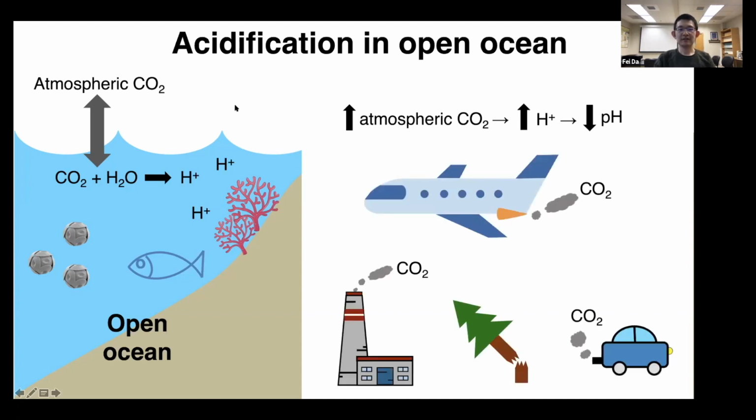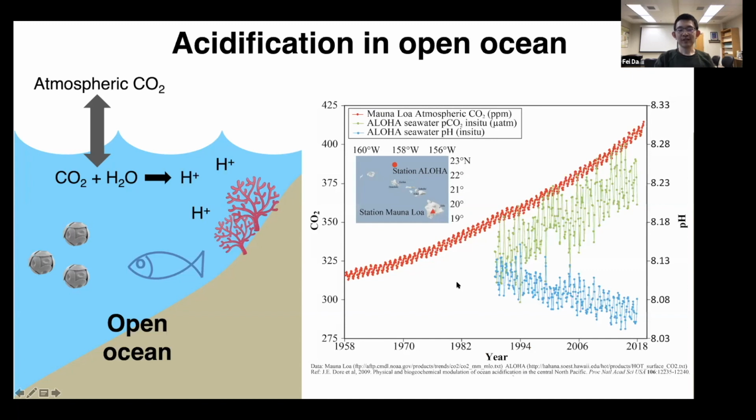And this CO2, since the Industrial Revolution, a lot of it is related to human activities, such as the combustion of fossil fuels and deforestation. All those can contribute to the increase in air CO2, eventually leading to acidification in the open ocean. We have some evidence to show this in real life.